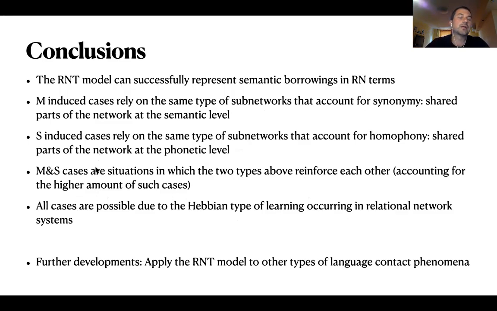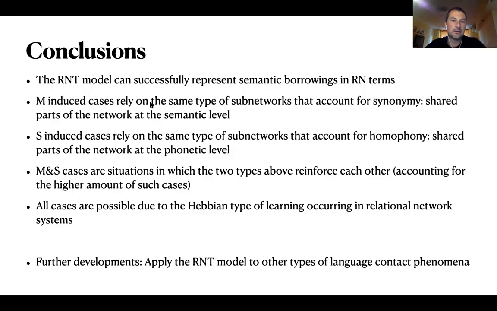When doing that, we can see that meaning-induced cases rely on the same type of subnetworks that account for synonymy, that is, shared parts of the subnetworks at the semantic level, whereas sound-induced cases rely on the same type of subnetworks that account for homophony, that is, shared parts of the network at the phonetic level. And mixed types are situations in which the two mechanisms reinforce each other. And all these cases are explained by the Hebbian type of learning, which is embedded in the model.